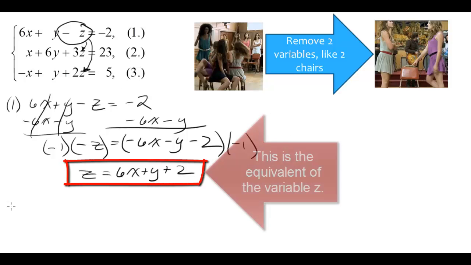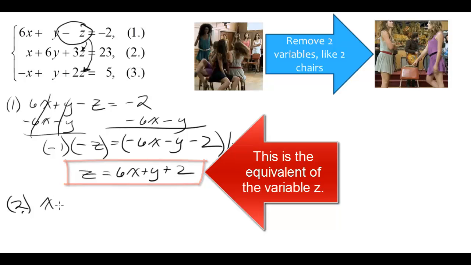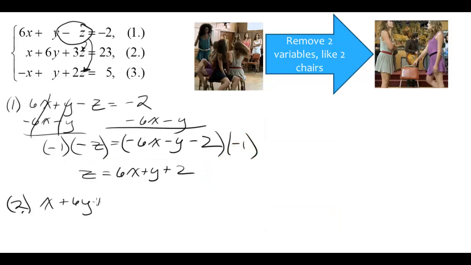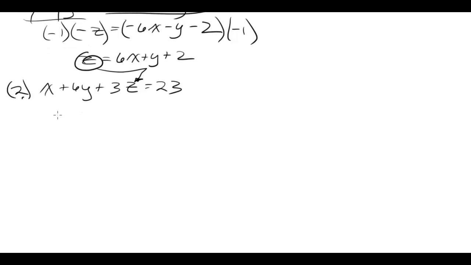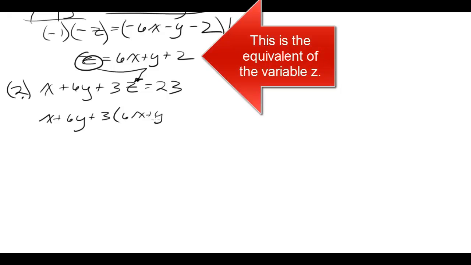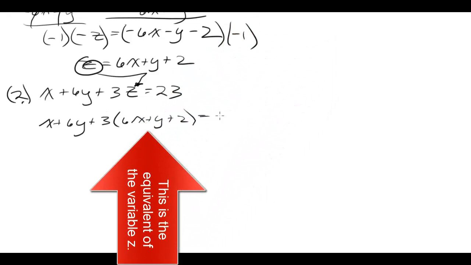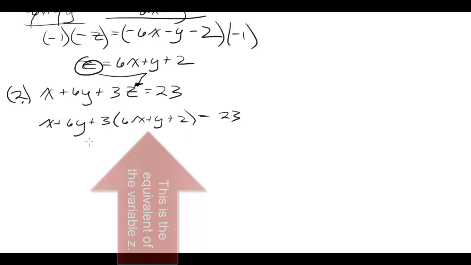Now let's substitute it into equation number 2. Number 2 is what? x plus 6y plus 3z equals 23. Alright, substitute that into the second equation. And what do I get? Copy the first term, copy the second term, substitute in for the third term, 6x plus y plus 2, and copy the right-hand side, 23.